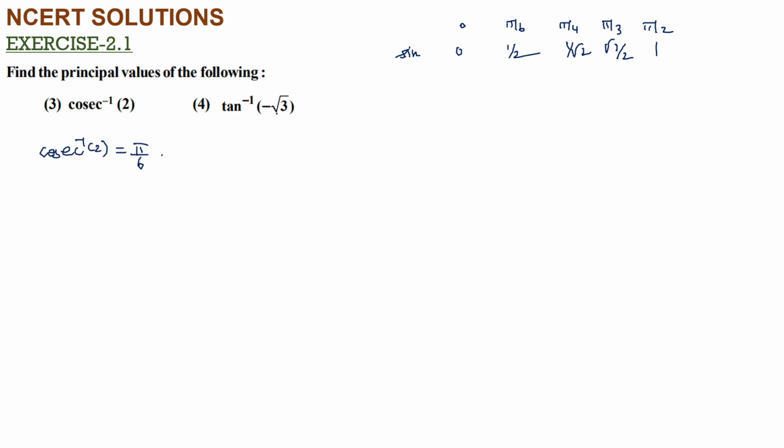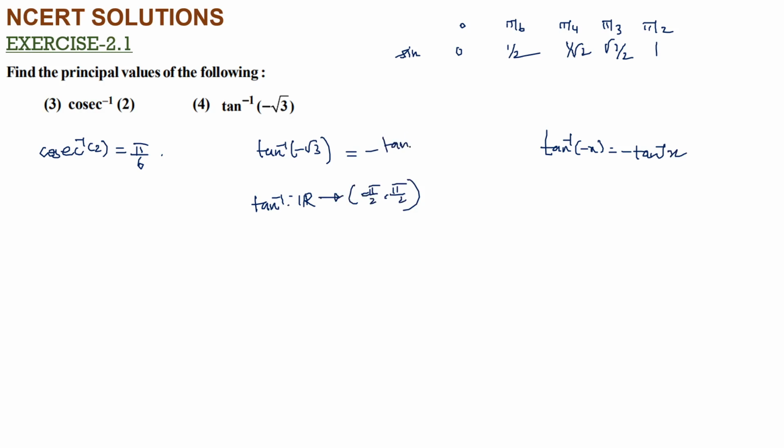Next, tan inverse of minus root 3. What is the domain for tan inverse? Tan inverse domain is whole real numbers. Minus root 3 is a real number, so it is valid. The formula is tan inverse of minus x is equal to minus tan inverse of x. Tan inverse is a function from real numbers to the open interval minus pi by 2 to pi by 2. So tan inverse of minus root 3 is written as minus tan inverse of root 3.